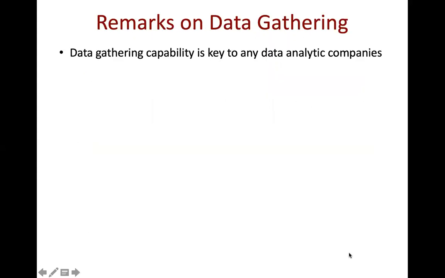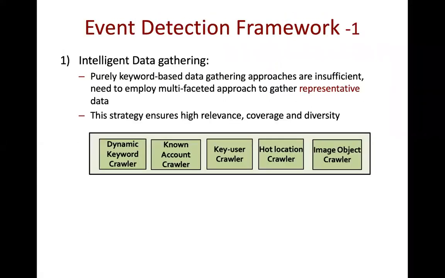So if you look into the different types of crawlers, you can see that you can crawl by keywords, or by knowing a particular account. This is relevant to influencers. Key user crawler, which is similar, but it comes to individual users. Hot location crawler maybe can be related to, let's say, physical stores of a brand, etc. And of course, the image object crawler. So basically, this involves computer vision when we analyze the images and make decisions of what we crawl and how we crawl based on that information.